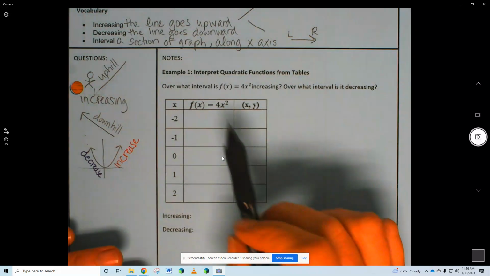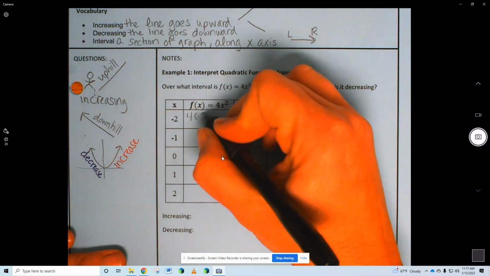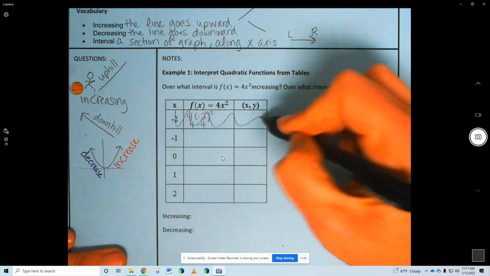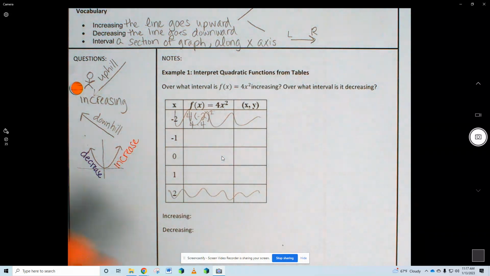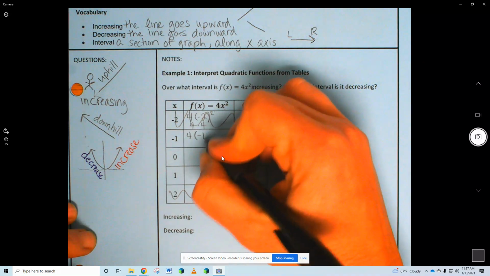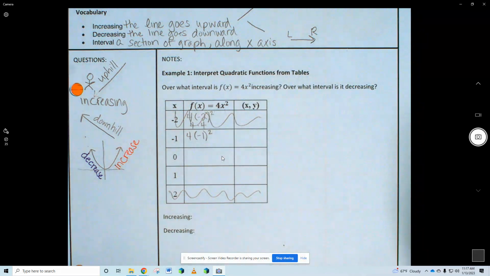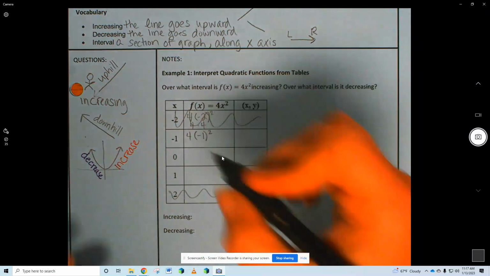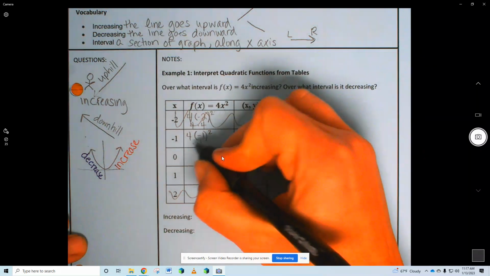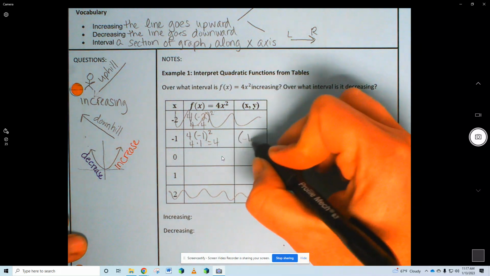All right, now, here we go. 4x squared. I'll just tell you the ordered pairs. 4 times negative 2 squared, right? 4 times 4. That's kind of too big. Let's not do the 2 and the negative 2. I can't even graph 16. Let's start with negative 1. 4 times negative 1 squared. Well, negative 1 squared is 1. Negative 1 times negative 1, agreed? Okay, 1 times 4. So this ordered pair is going to be negative 1 comma 4.